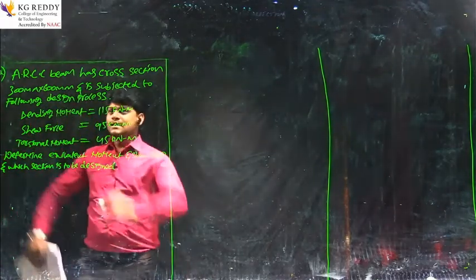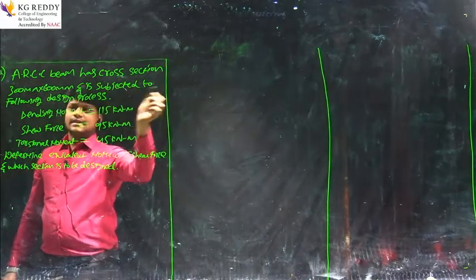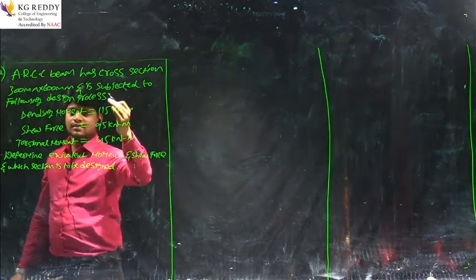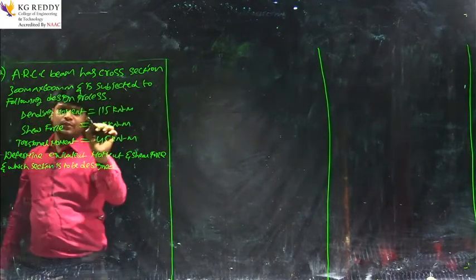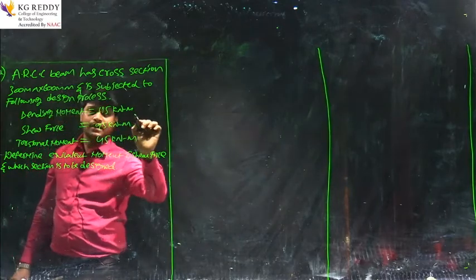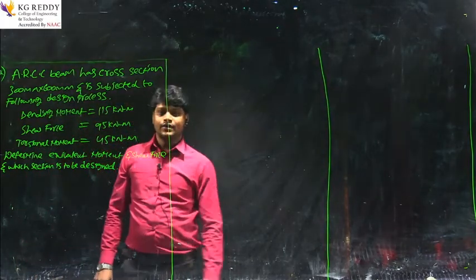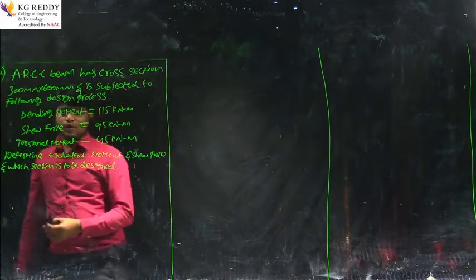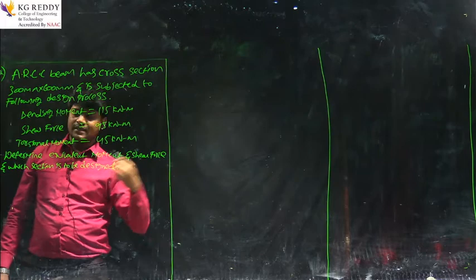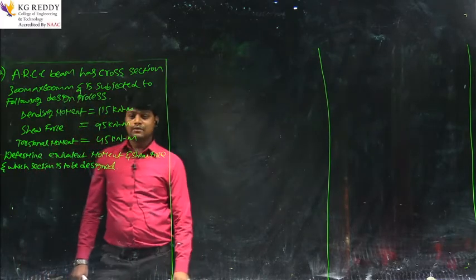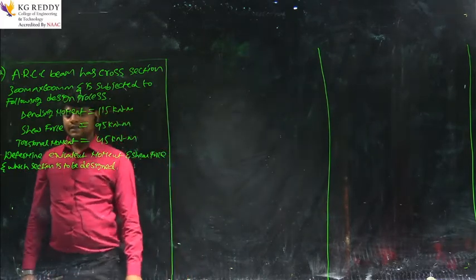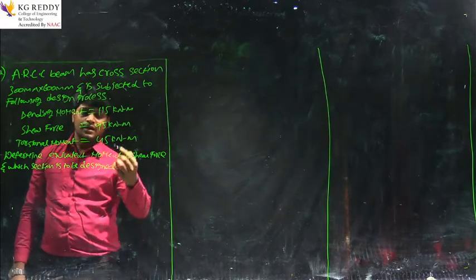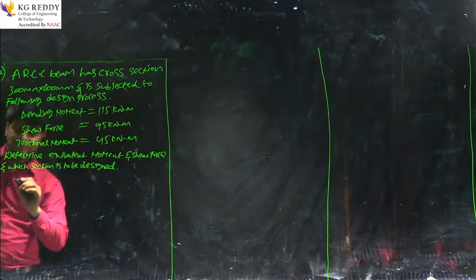So the problem is an RCC beam of cross section 300 mm into 600 mm subjected to the following design process. What are the design values given? The bending moment value is 115 kilonewton meter, shear force is 95 kilonewton meter, and torsional moment 45 kilonewton meter. So here you have to determine the equivalent moment and also the equivalent shear force. In the design process I have explained all the formulas, so now we can go to the problem.